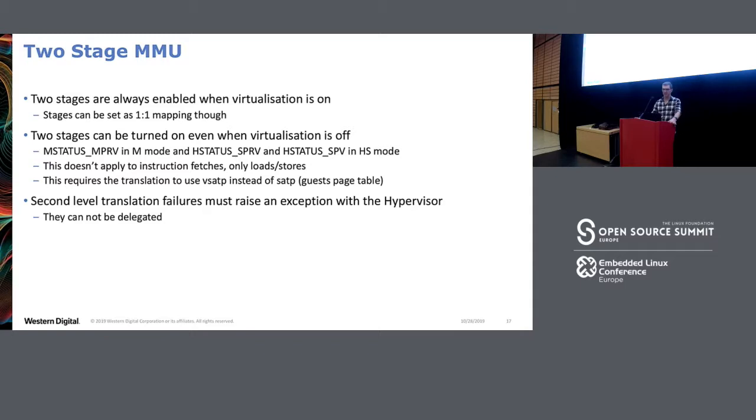And like I said, the second stage failures have to trap to the hypervisor. And the way QEMU works is these are kind of two different places. We figure out we're going to have an exception, and then we handle the exception much later on in a different place. And so you have to keep track of that to make sure we don't delegate that later and don't accidentally lose that information.